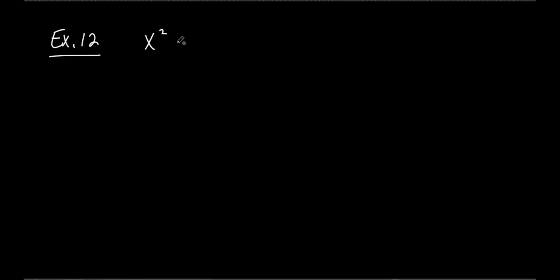X squared minus y squared plus x minus y. And there's no cubes in this one. They kind of give it a little secondary title, a little subtitle, and they call it factor by grouping, all right? And we've already talked about factoring by grouping. So let's take a look.